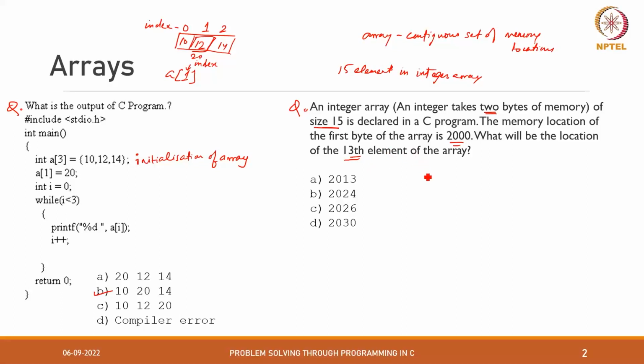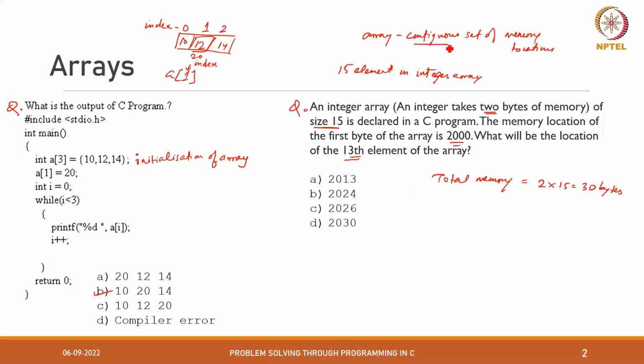So what is the total space taken by this array? Let us just check that. We have 2 bytes of memory per integer and the number of elements is 15. So total memory would be 2 into 15, right? So total memory is 30 bytes. So 30 bytes is the total memory occupied by the array.